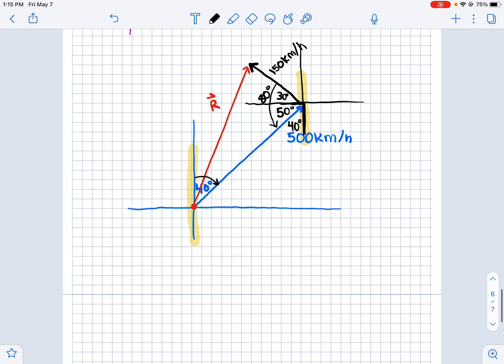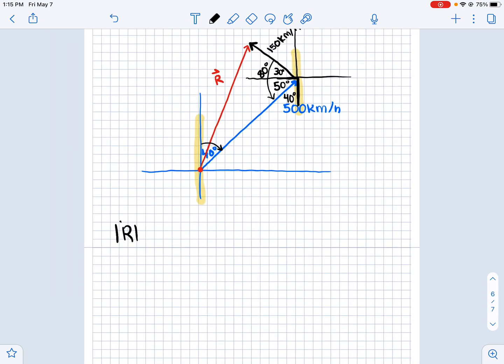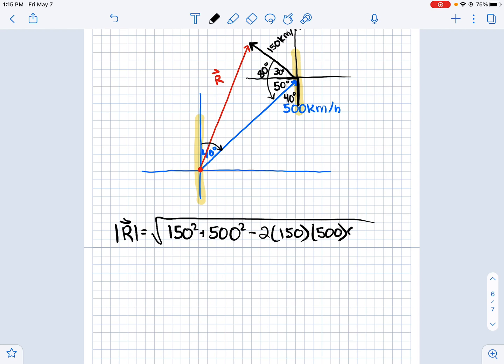I'm just going to shrink it so I can see what I'm doing here. So the magnitude of the resultant vector is going to be 150 squared plus 500 squared minus 2 times 150 times 500 times the cosine of 80 degrees. And once I calculate that all out using my calculator, I end up with approximately 496.440. Just have a ton of decimal places for this one for some reason. Okay, so that's my resultant vector. So that's the speed of the plane with respect to the ground.